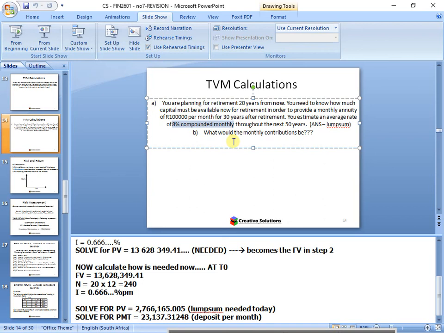You have to use N, FV, and I, and you're just solving for PMT. Same variables. The FV is the FV, so just put that in, press that button, and get that answer. You're just pressing a different button instead of PV. So lump sum needed today is that, deposit per month is that.